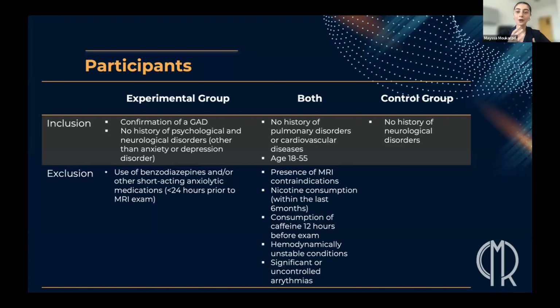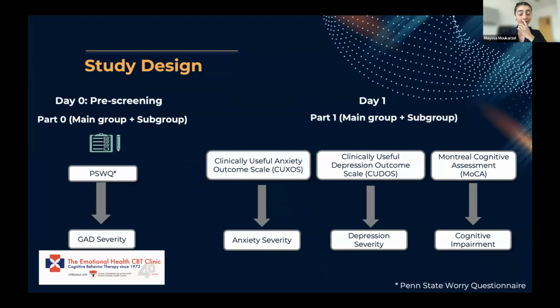So how did the study happen? The first step is a screening step, done by the Emotional Health CBT Clinic, a clinic affiliated with the McGill University Health Center, where a clinician will assess the presence and severity of GAD with the use of the PSWQ questionnaire. Then when we're sure that they're eligible, they come for a visit at the hospital where they did a bunch of questionnaires, notably the questionnaires that assess respectively the anxiety severity, depression severity, and cognitive impairment.